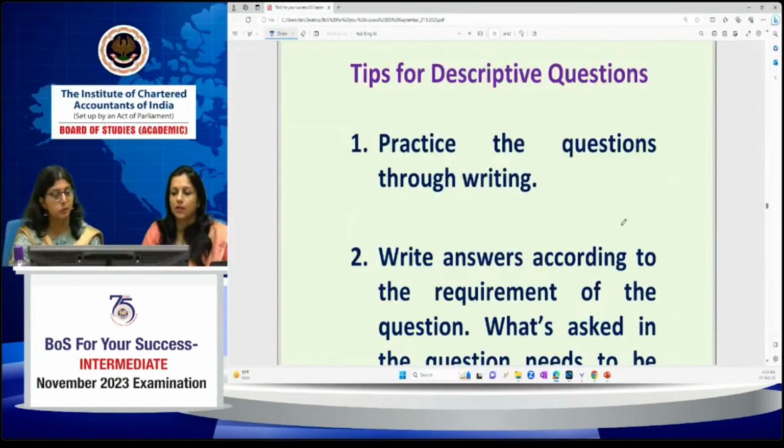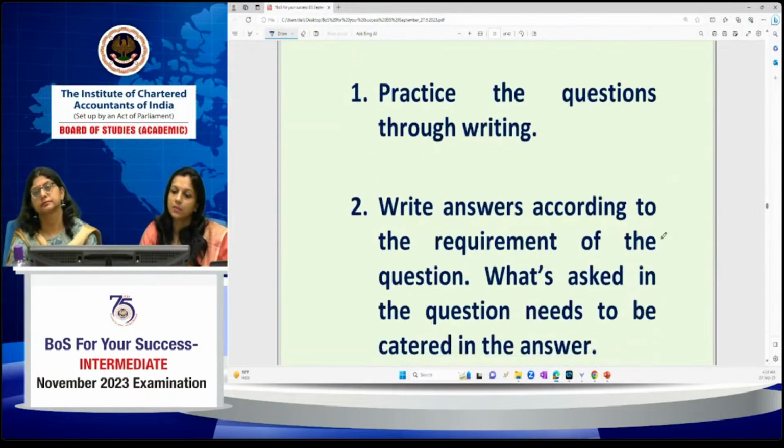For the tips on descriptive questions, the very first is to practice the question through writing. As ma'am rightly said, we have given the RTP and the MTP. Now MTP2 is about to come, starting from October 3rd. You have to write the question completely, as if you are giving your examination. It's a 6-mark question, how much do you have to write? It's a 4-mark question, how much do you have to write? You can see which keyword you have missed, which heading you have missed. So you have to practice more and more through writing.